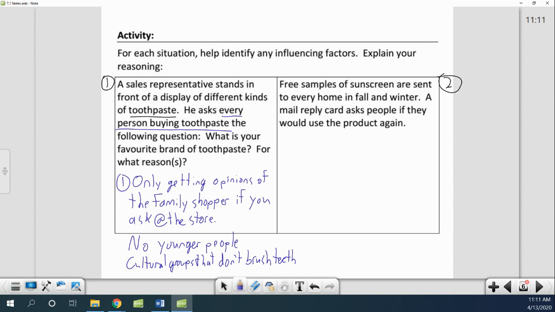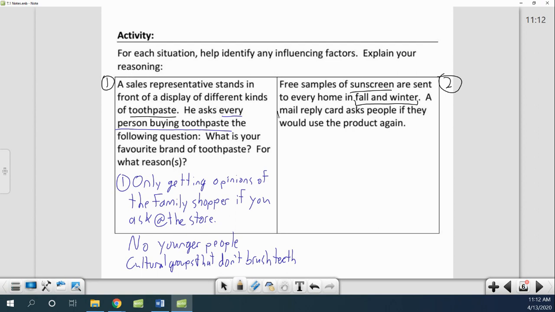All right, let's head on to number 2. Free samples of sunscreen sent to every home in fall and winter. The mail reply card asks people if they would use the product again. Okay, now, this one's not too hard. Sunscreen. When do you wear sunscreen? Do you wear it all fall and all winter? I know I don't. I can't remember the last time I had sunscreen on. Well, I can. It was last summer sometime.